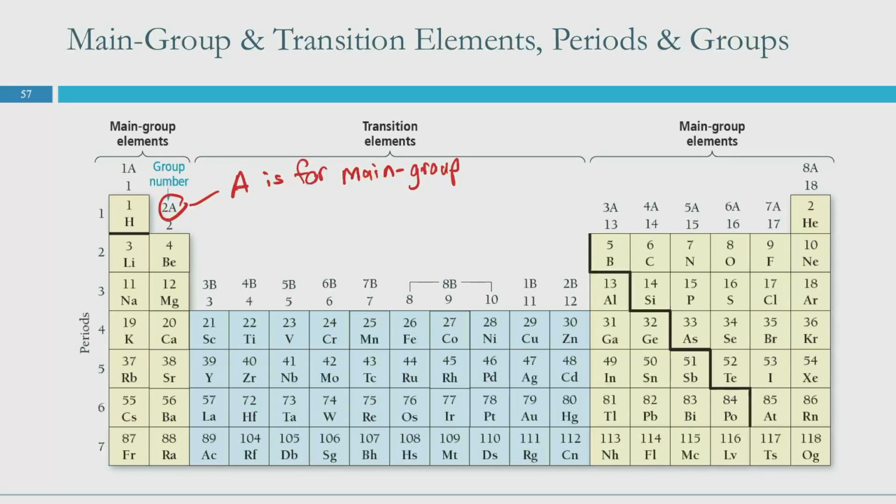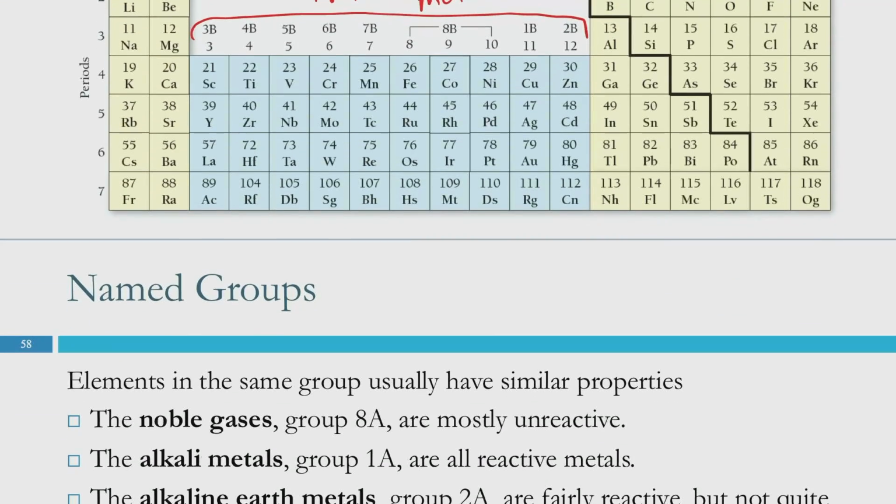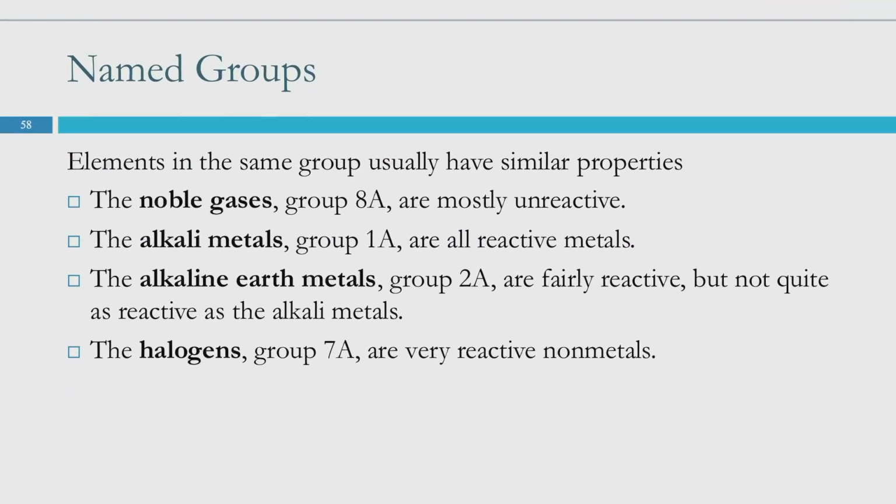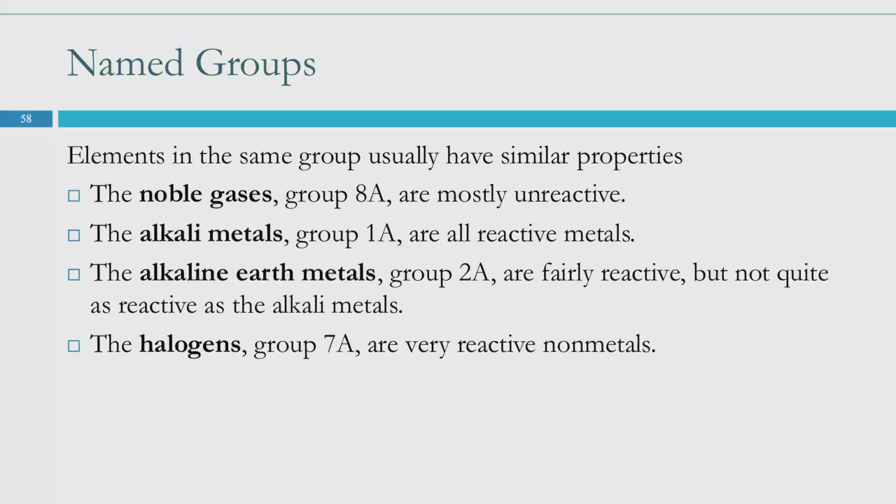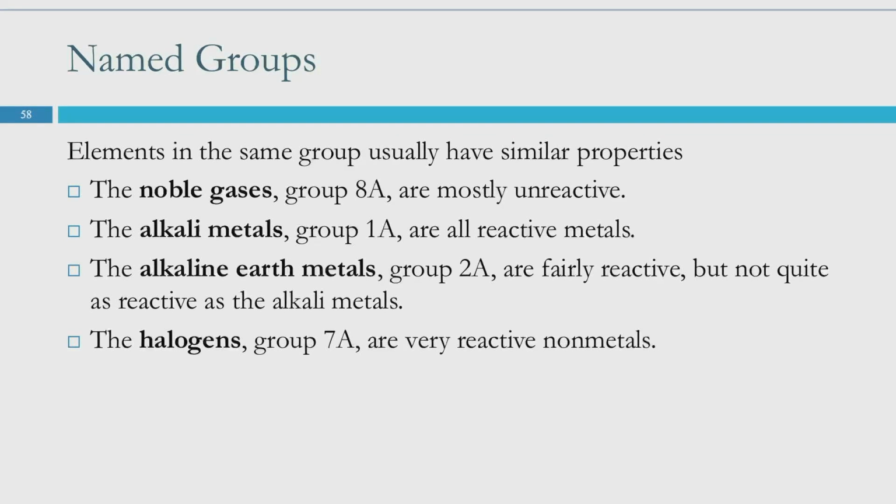So those are our main groups, and then our transition elements or our transition metals are in the middle. So two major groups, main group and transition. I usually just call them transition metals. You should know these two distinctions. We also have named groups. So some of those groups, 1, 2, 7, and 8A, or 1, 2, 17, and 18 have names. More than that have names, but those are the most important ones.